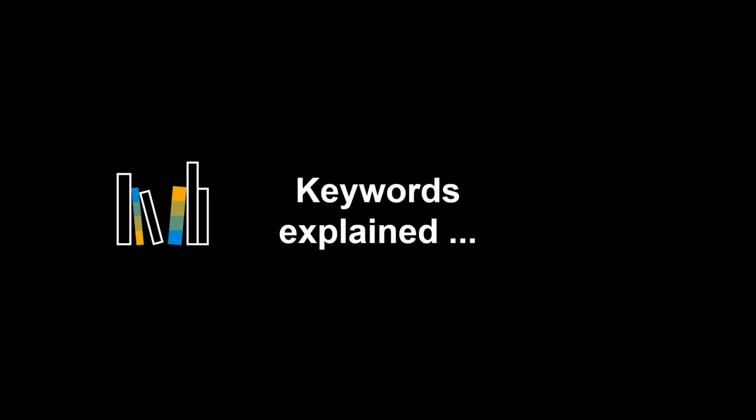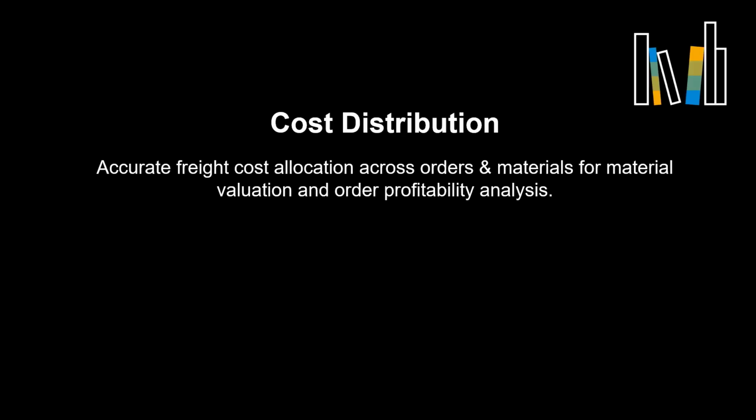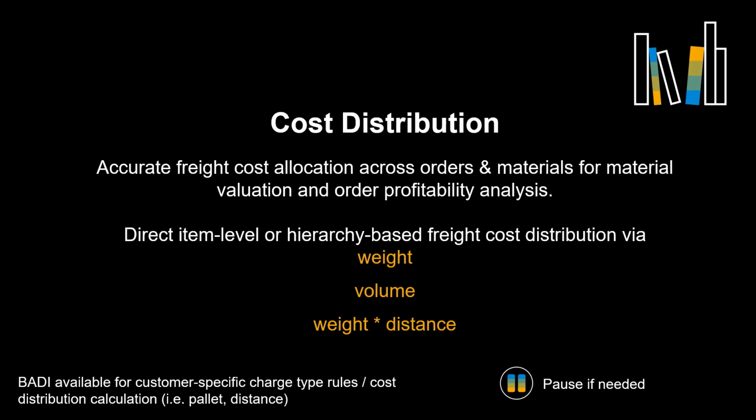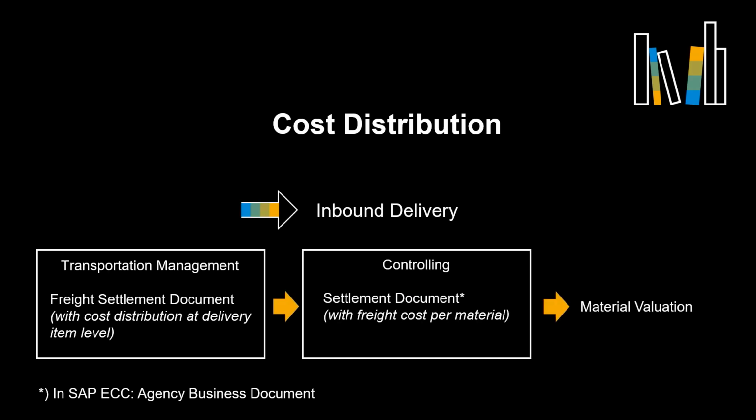Before we show it in the system, let us explain a few keywords. With cost distribution, we think of accurate freight cost allocation across orders and materials, either for material valuation or order profitability analysis. It can be based on direct item level or a hierarchy. Freight cost distribution can be done considering weight, volume, or a combination of weight and distance.